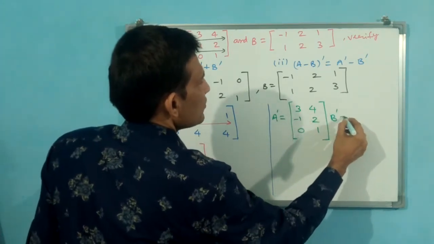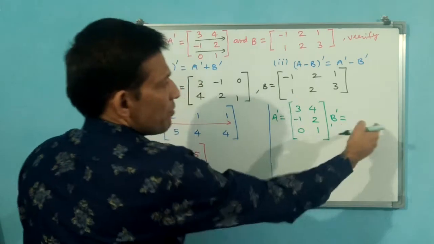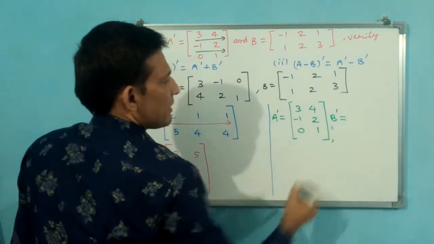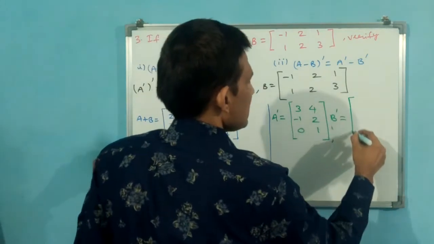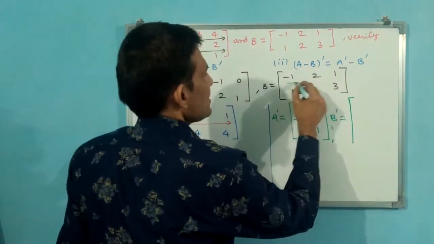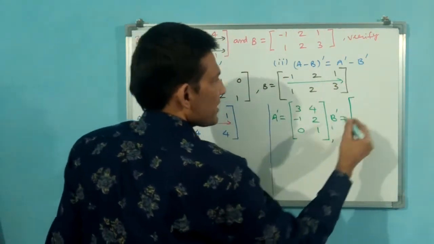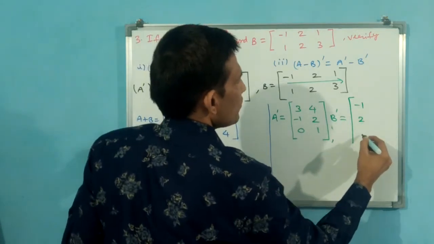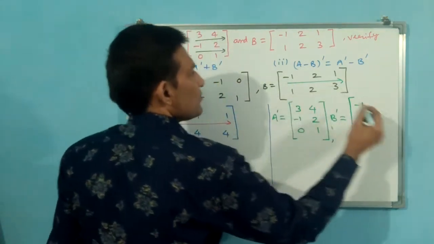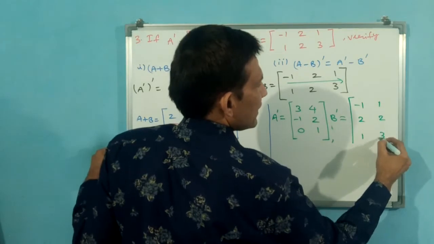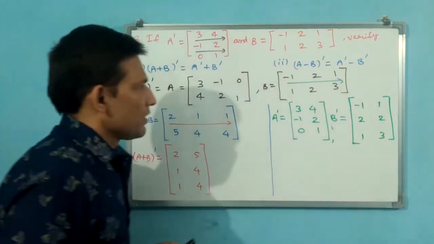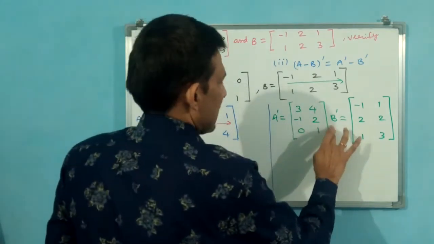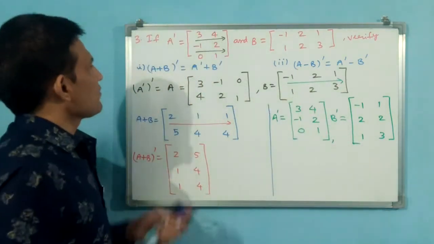Now B transpose you do. Comma, B transpose. B transpose you have to do. See, this is a row, you have to make it a column. Minus 1, 2, 1. 1, 2, 3. These two rows should make columns. Now you can do what you have to do.